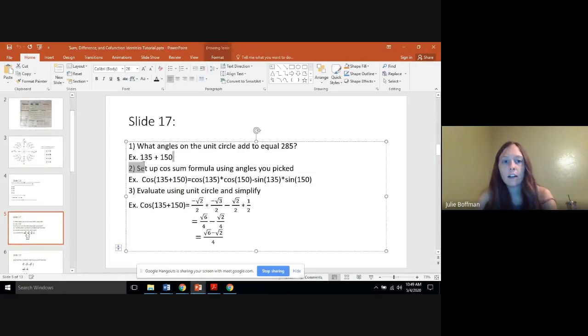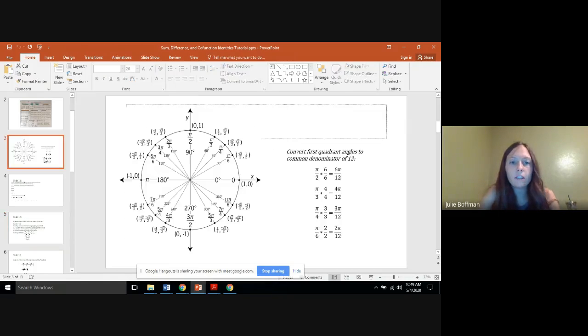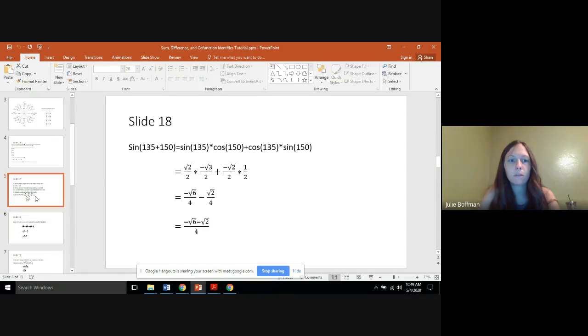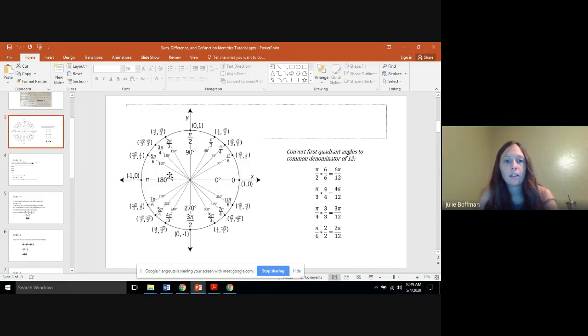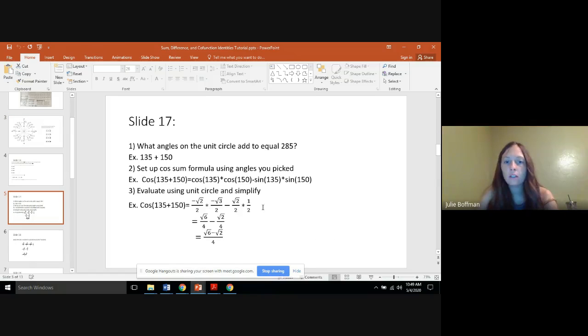I picked 135 plus 150. Because it's addition, I'm going to set up my cosine sum formula using those angles, and then I'm going to evaluate those from the unit circle. Cosine of 135 is in the second quadrant. Cosine's negative square root of 2 over 2. Sine is positive square root of 2 over 2. And then 150 was also in the second quadrant, and cosine's negative square root of 3 over 2, and sine is 1/2. So I plugged in all those values.